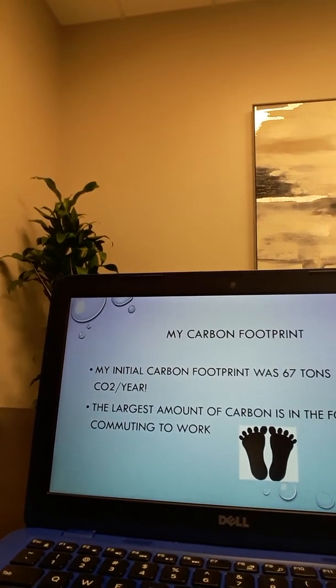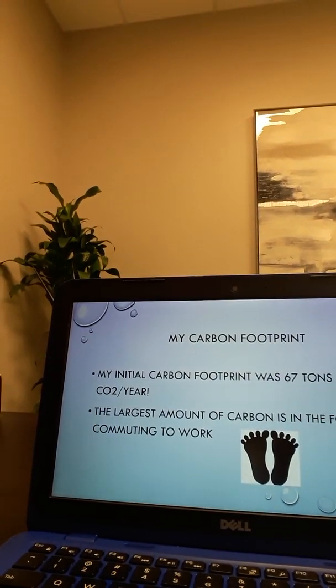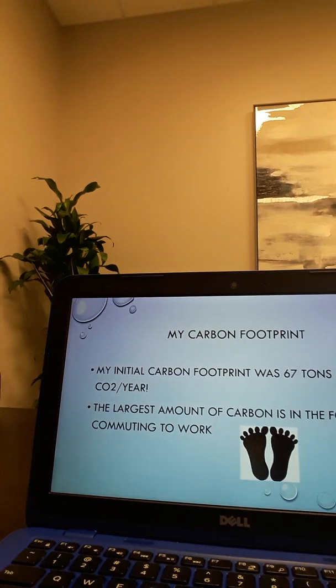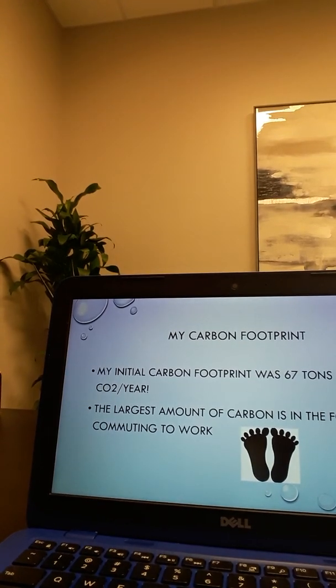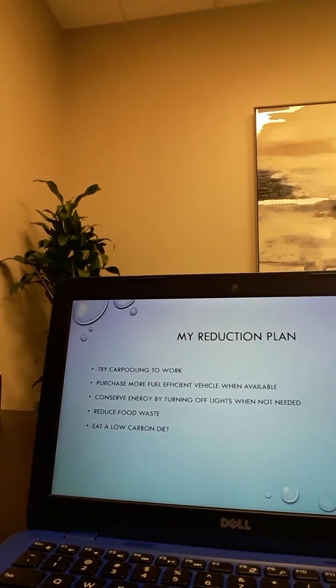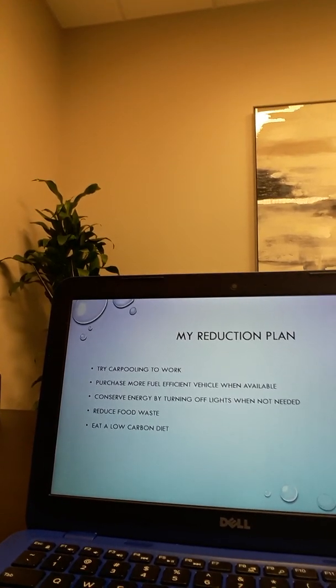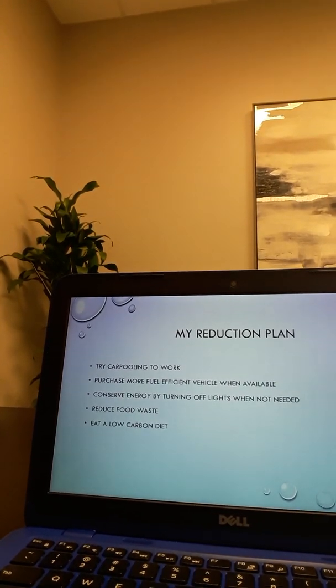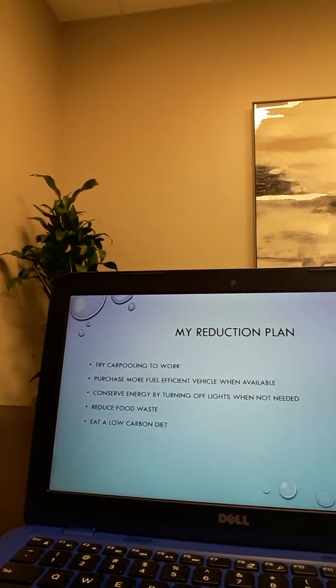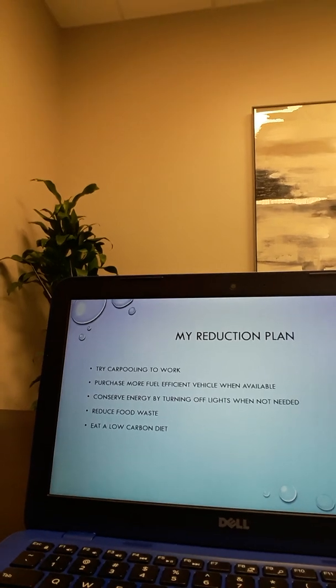So my initial carbon footprint was 67 tons of CO2 per year, which I thought was a pretty large number. The largest amount of carbon is in the form of commuting to work for me. So my reduction plan would be to try carpooling to work, purchase more fuel efficient vehicles when available, conserve energy by turning off lights when not needed, reduce food waste, and eat a low carbon diet.